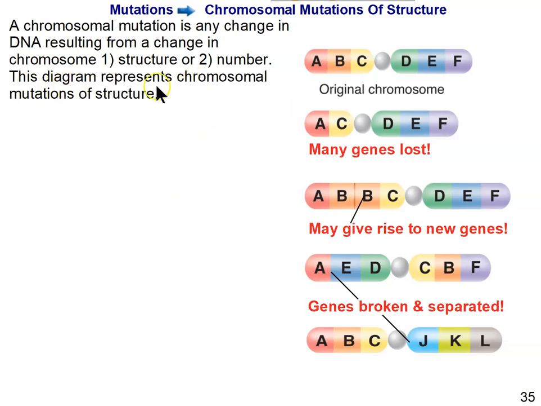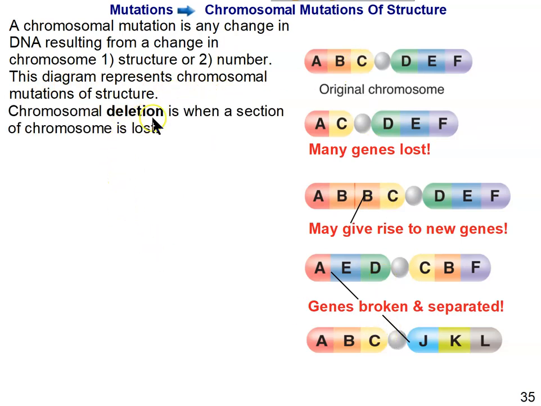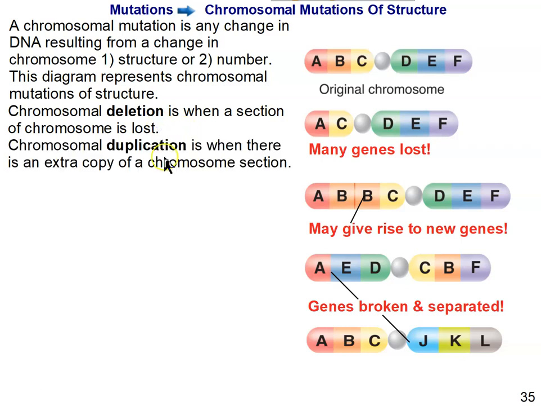So this diagram represents chromosomal mutations of structure. Just like deletion in a gene mutation, deletion is simply the loss of not just one nucleotide in this case, but a whole section of the chromosome. So notice as we go from the original chromosome here to the deleted example, we no longer have section B. It's gone. And again, that's hundreds or thousands of genes that have just simply been lost. And that can be catastrophic, usually is catastrophic. Or it's going to produce some kind of syndrome.